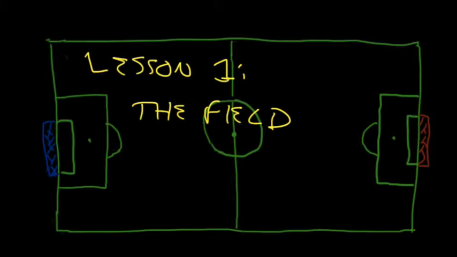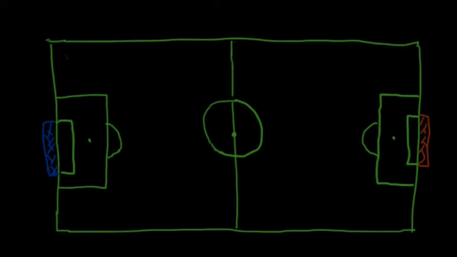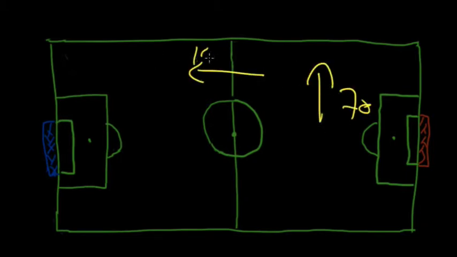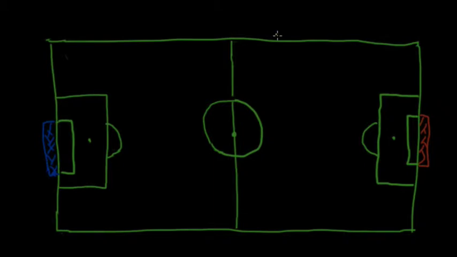Okay, so lesson number one is going to be the soccer field or the football field. What are we talking about here? It's always good to know these things. So, it's basically rectangular, roughly 70 by 100 meters. They vary. You can have soccer fields of different sizes, so just be aware of that.